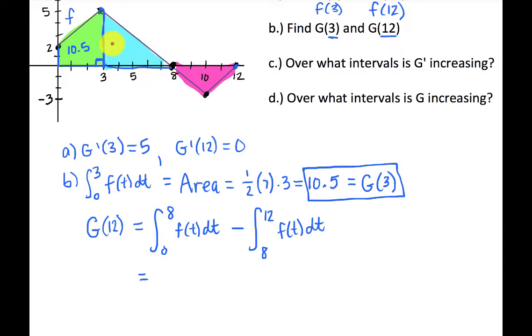We knew the area of the green region was 10.5, and the area of the blue triangle here is just 1/2 times 5 by 5, so that's going to be 12.5. And then the area of that pink triangle region is going to be 1/2 times 4 by 3, so it's going to be half of 12, or just 6. So we're going to be subtracting that 6 from the quantity 10.5 plus 12.5. So altogether, this definite integral equals 17. So g of 12 is just 17.